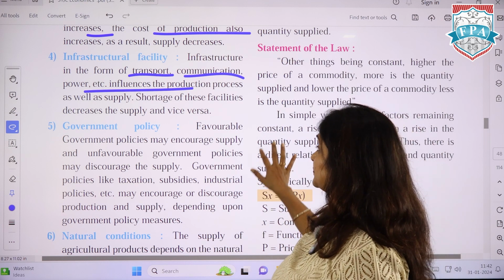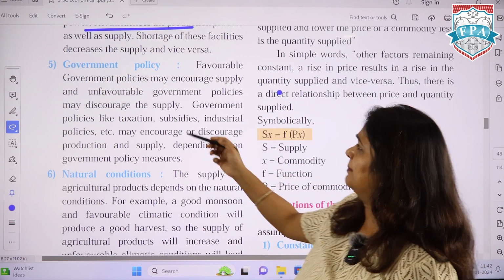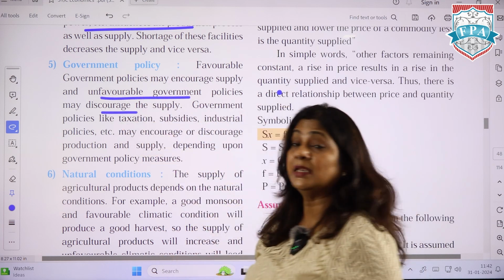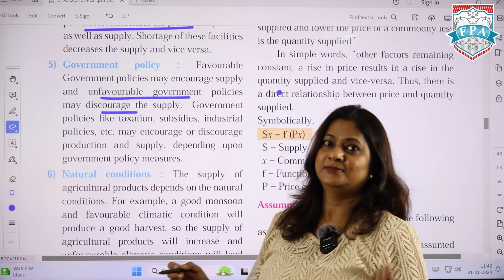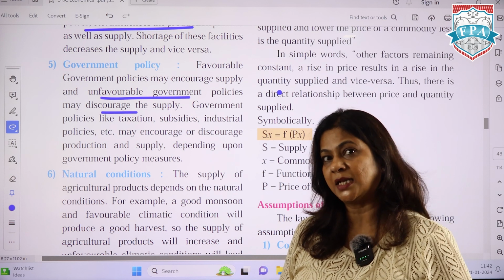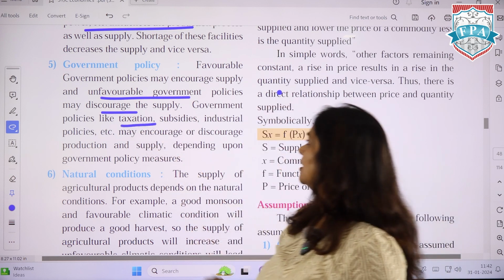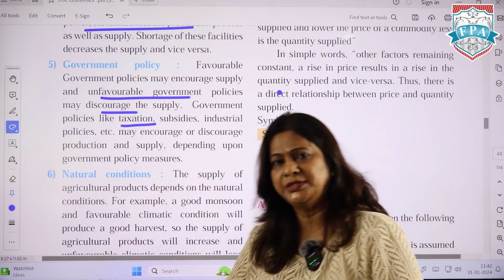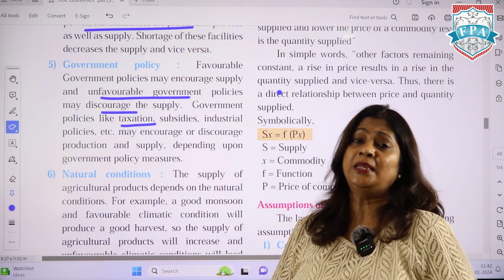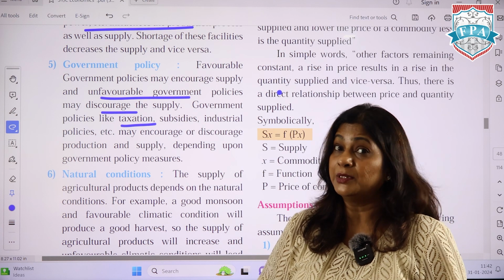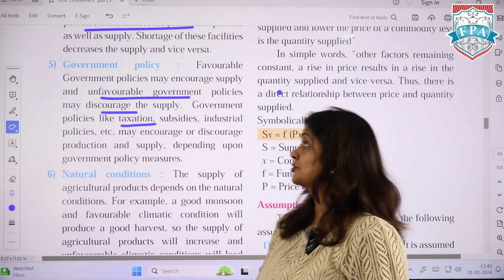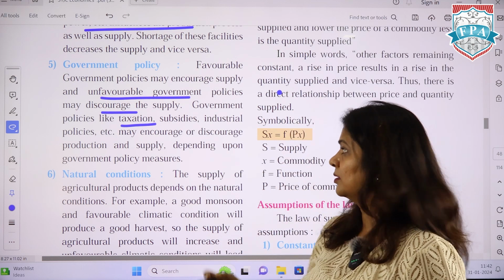Then coming up to government policy. Government policies can be unfavorable and they can discourage supply, like a subsidy that is not there or was there earlier and has now been removed, taxation has been imposed, or various other policies of the government which may not be very favorable to the producer. These can be very discouraging. So government policies are very important.